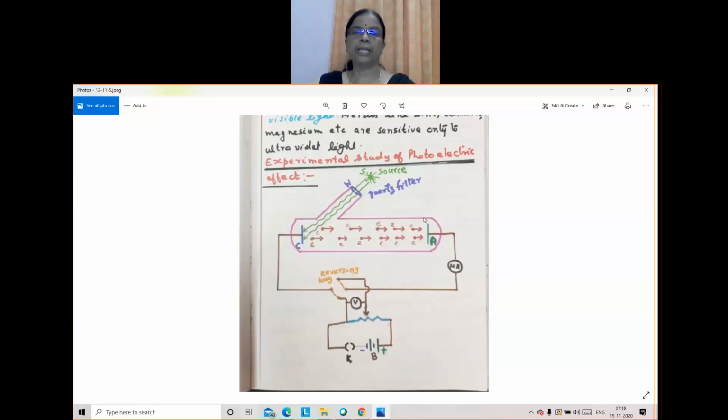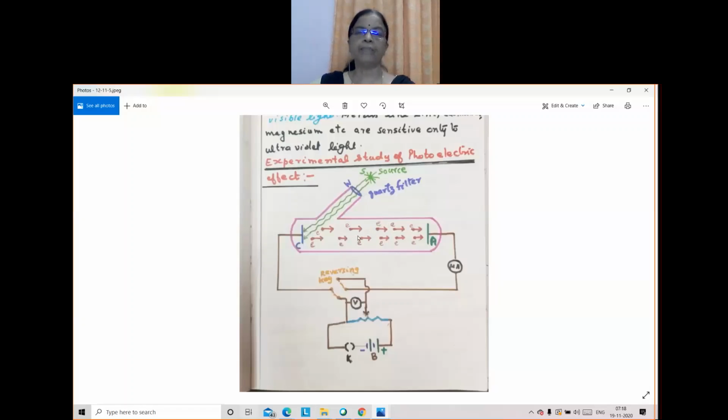So, that is the study of intensity. When we increase the intensity, what happens? More photons are incident, more electrons are ejected, and photoelectric current increases. Always remember, intensity increases, photoelectric current also increases. Okay.